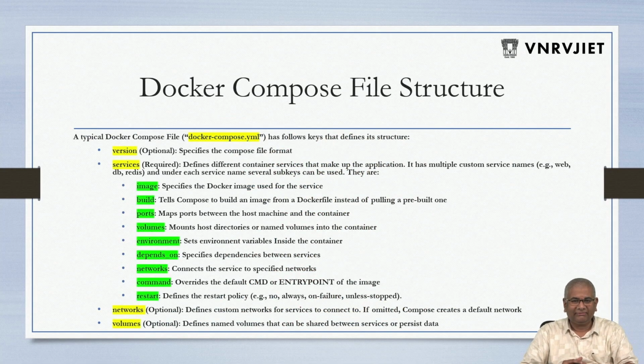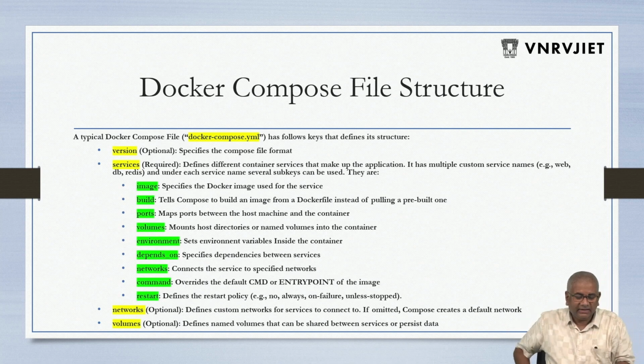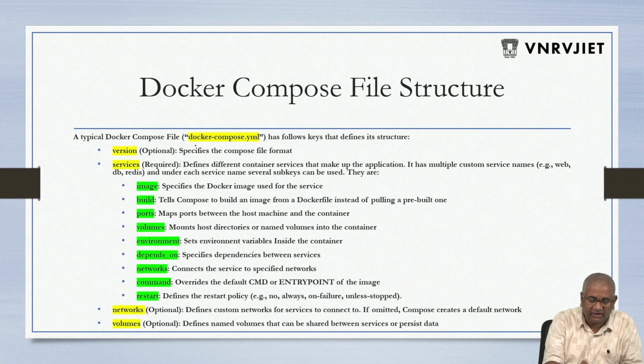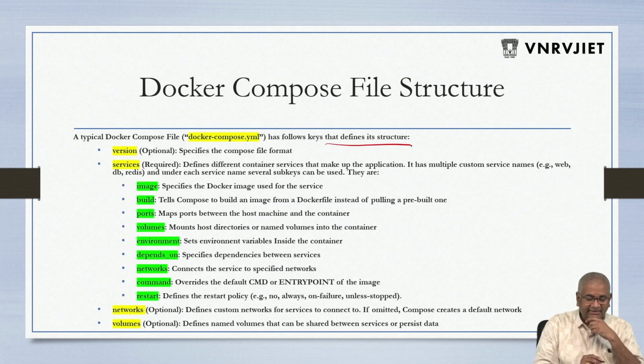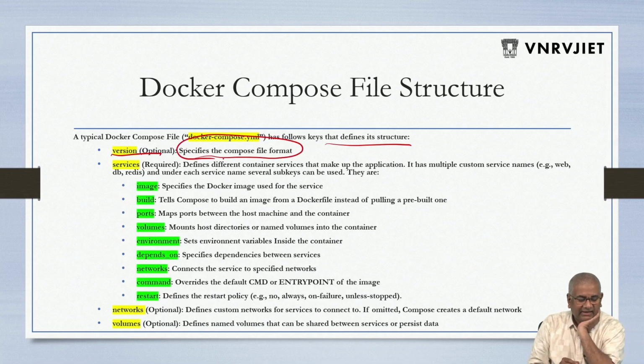Docker Compose is a YAML file. I mean, that is the structure, how it looks. But there are certain keywords that we have to remember in this YAML file. That's what I'm talking about, the Docker file structure. A typical Docker file, which is docker-compose.yml, again the hyphen is there, has the following keys that define its structure. Version, this is optional. It specifies the compose file format. You can just skip it.